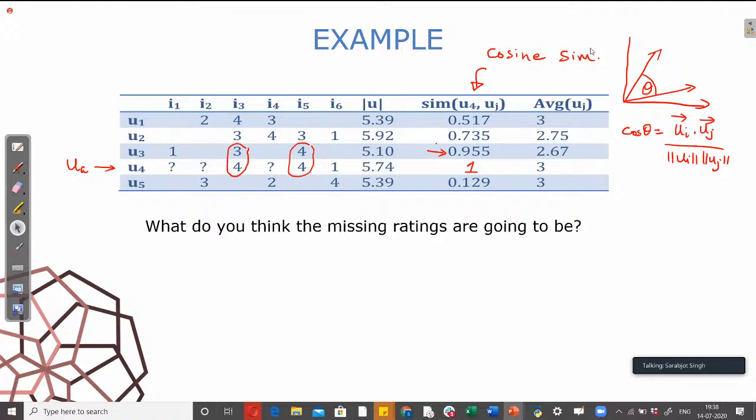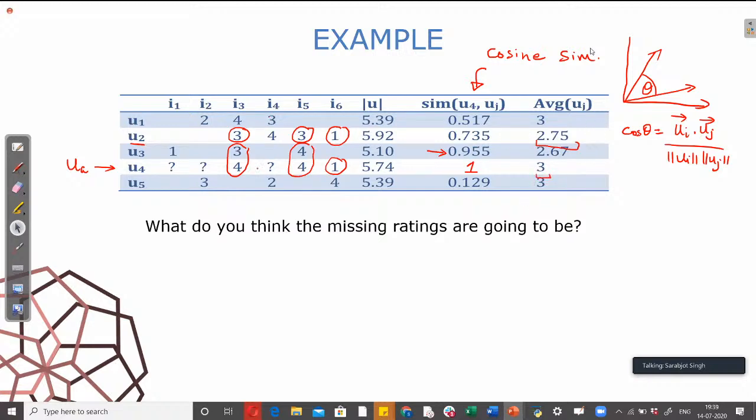Now, what is interesting here is that if we look at U2, he's given a 3 here and a 3 here as well. So a little lower than what U4 has given, but has also given a negative rating to I6, which is in common with U4. So in some ways you can see that U2 and U4 are even more similar than U3, but the cosine similarity calculation is suggesting it the other way around. But what we can also see is that the average rating given by U2 is a little lower than the average rating given by U4.